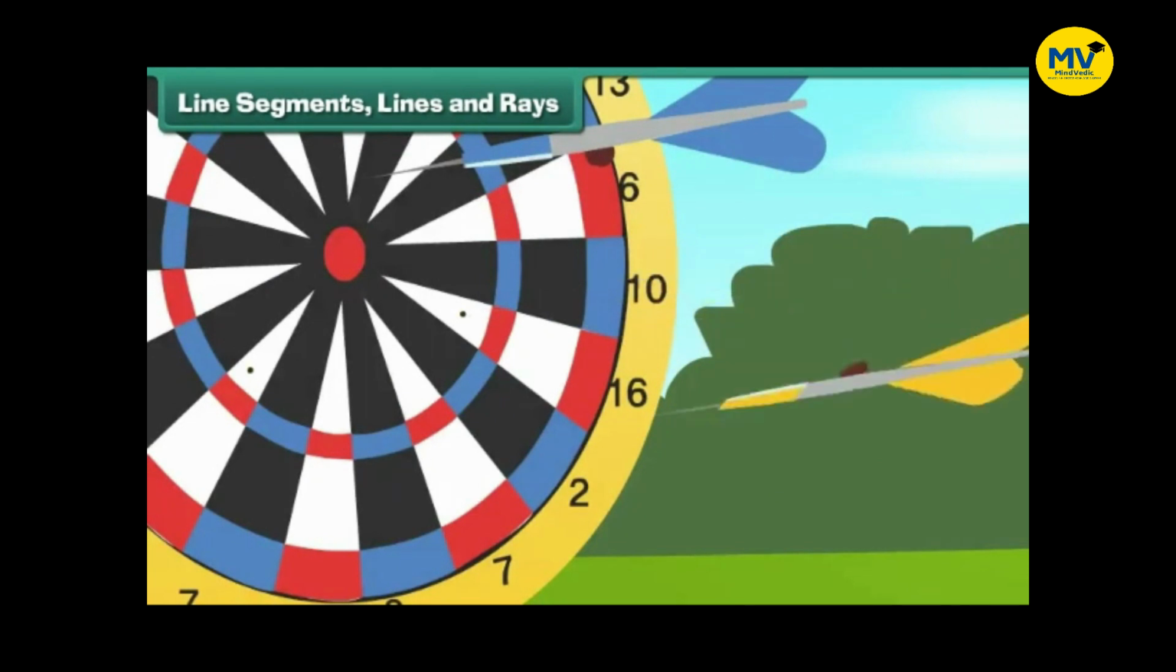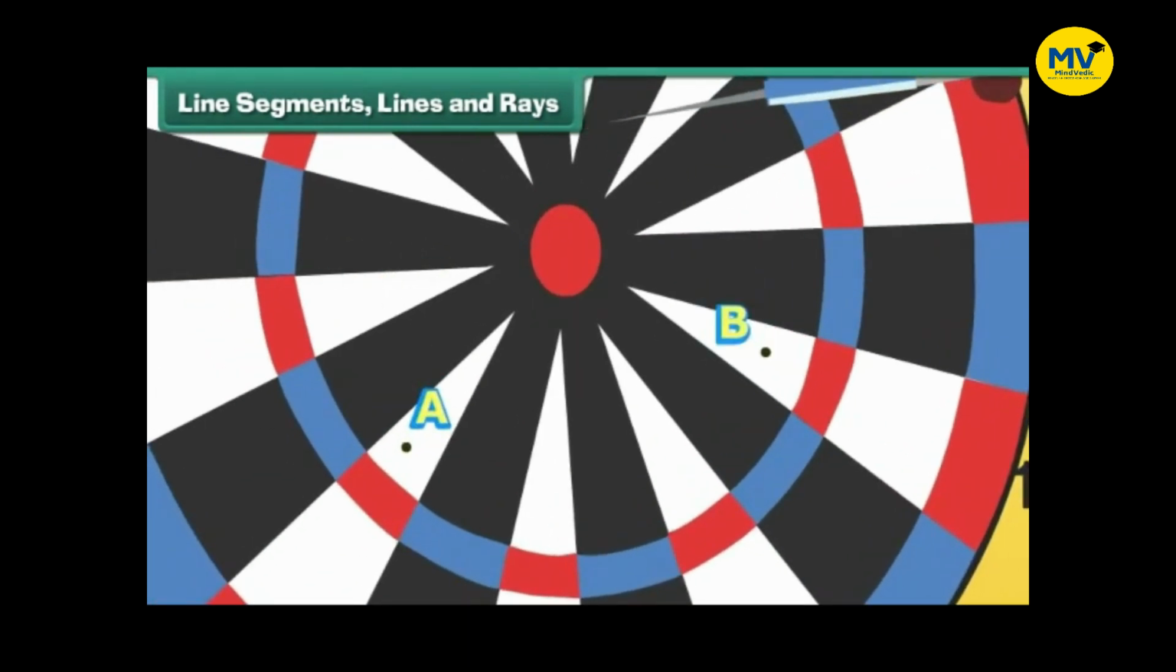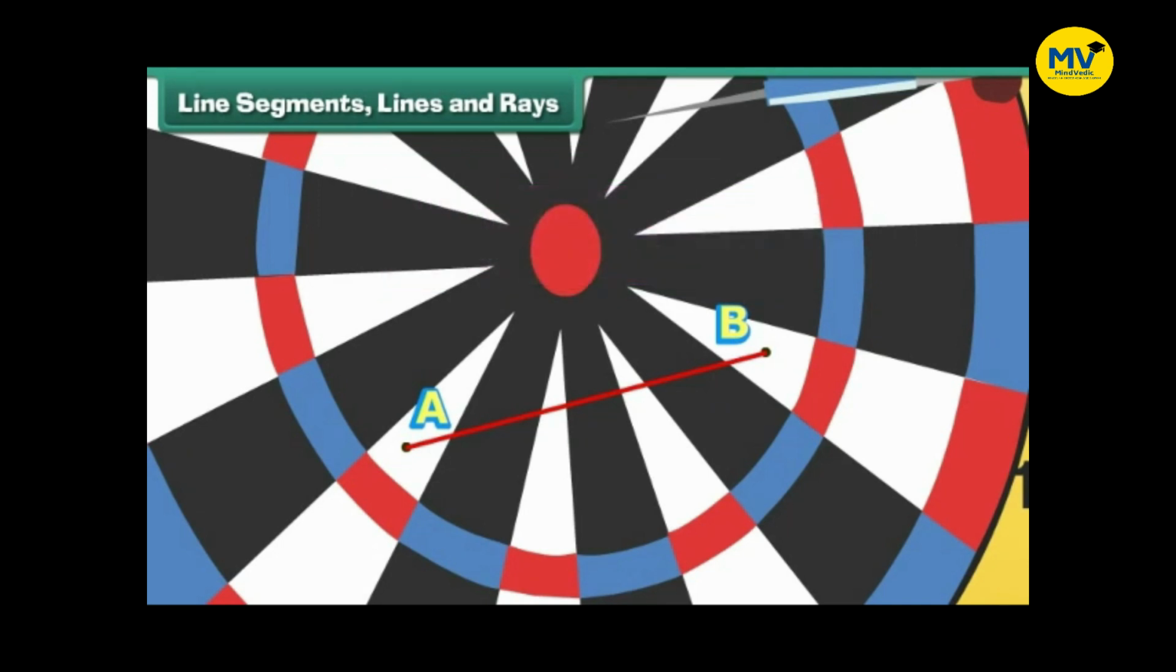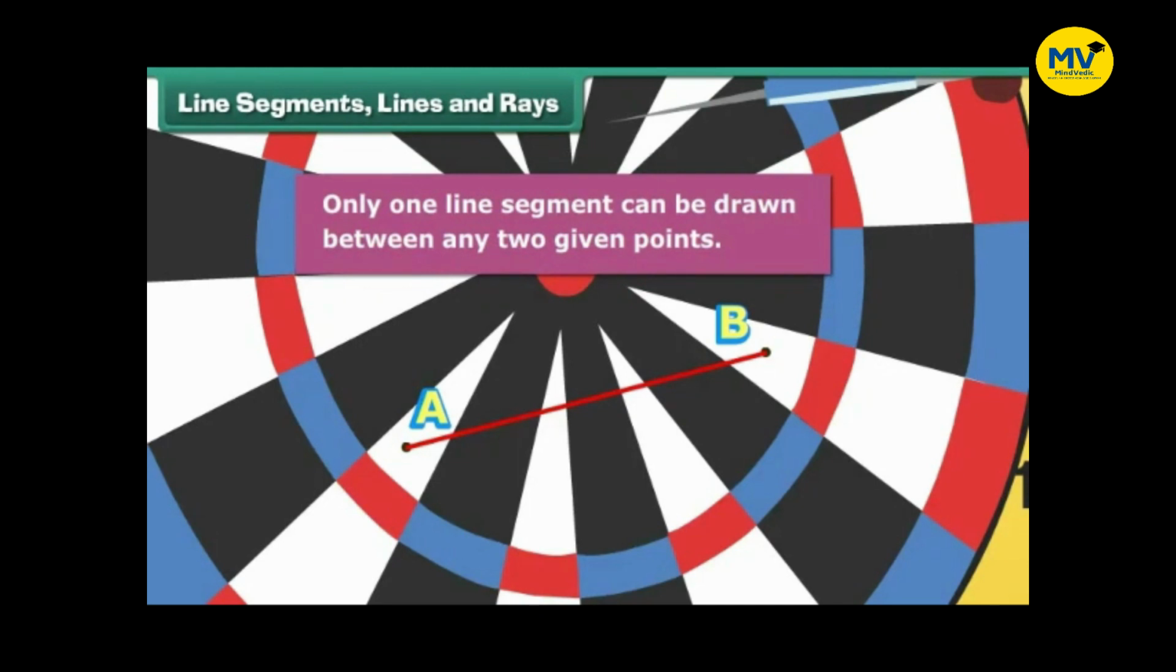Let us remove another dart to reveal another point. We name the 2 points A and B. We now join the 2 points. We get the line segment AB. A line segment has a definite length. It has 2 end points. Can we draw another line segment between 2 points A and B? No. Only one line segment can be drawn between any 2 given points.